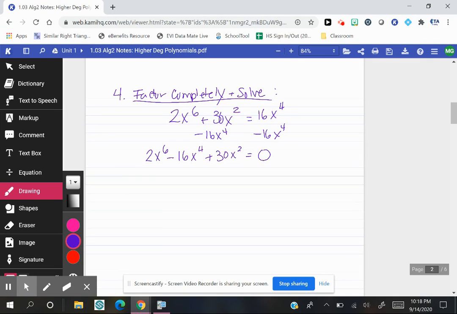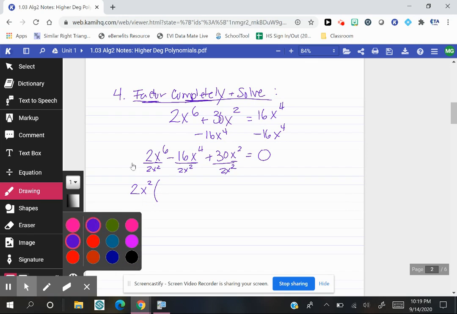First thing you always check for, and factor completely usually tells us that we might have a GCF. So double check there. I look at all my numbers, 2, 16, and 30, and I can take out a 2 from all of those. And then I look at my variables, x to the 6th, x to the 4th, x to the 2nd, and I can take out an x to the 2nd from all of those. So now I'm going to go up here and I'm going to divide each of these by that GCF of 2x squared. And then inside my parentheses, I'll write what's left.